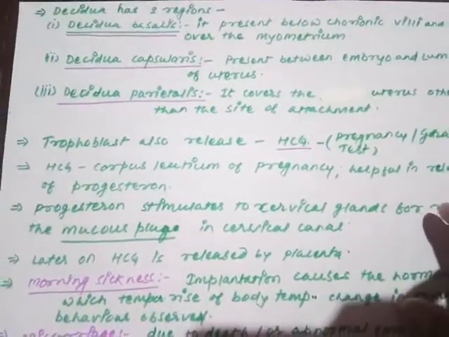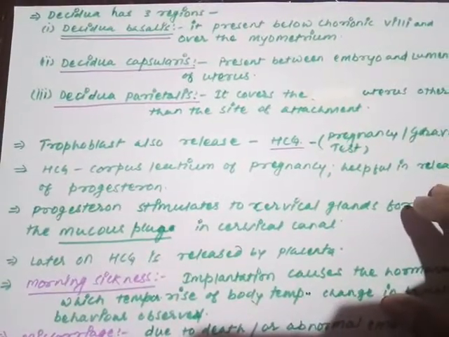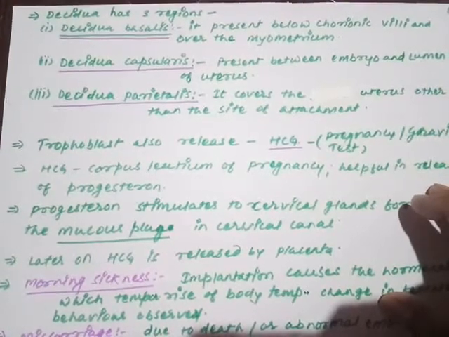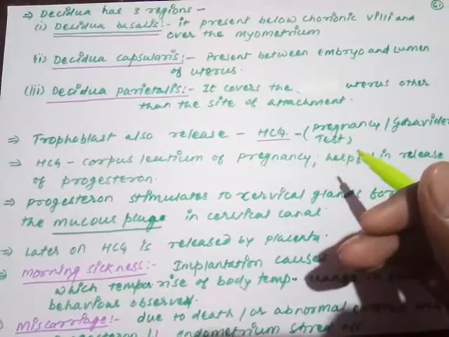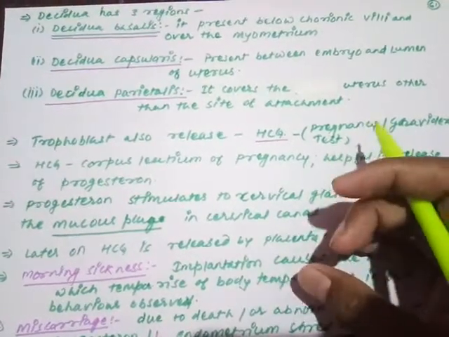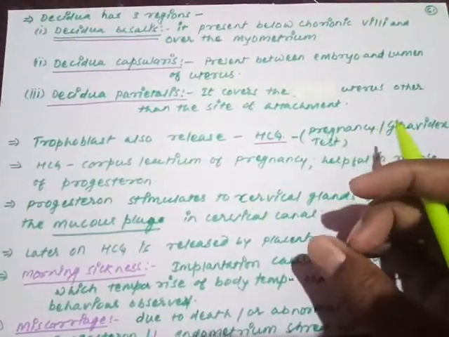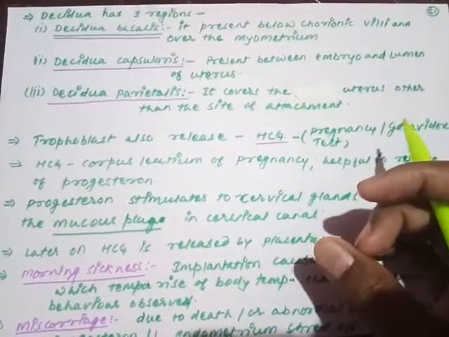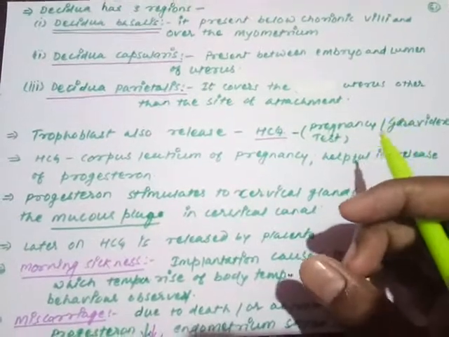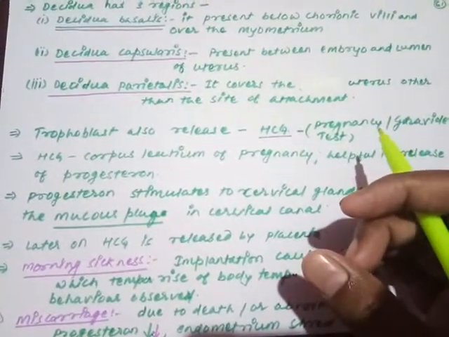Later on, this hCG release takes place by the placenta only, because the formation of the placenta is completed by that time. So earlier the hCG is released by the trophoblast, the rudimentary chorion, and when the placenta is fully formed, at that time hCG will be released by the placenta itself. Okay, moving on to the next topic, our next point of the implantation.